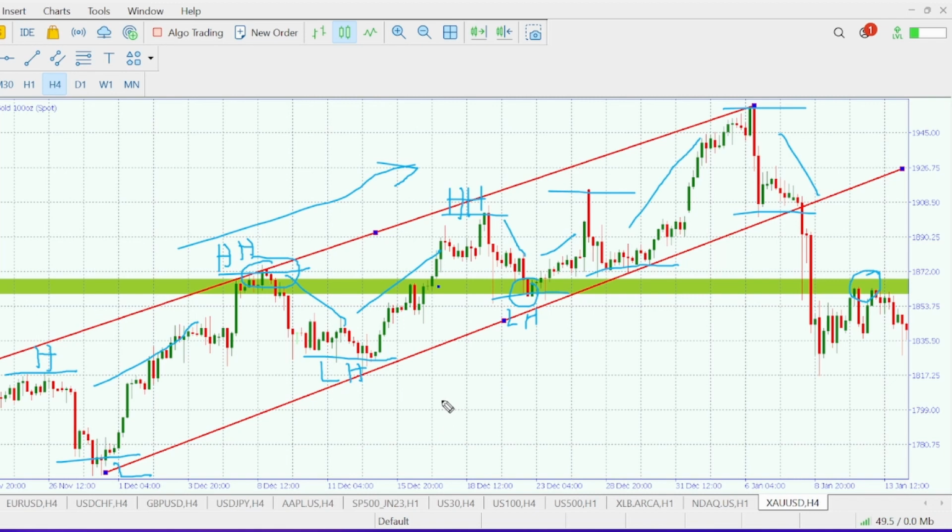Now, we have large candles here on the trending move. You can see we have larger candles on the trending move than on the retracement move. This shows we are still on an uptrend.